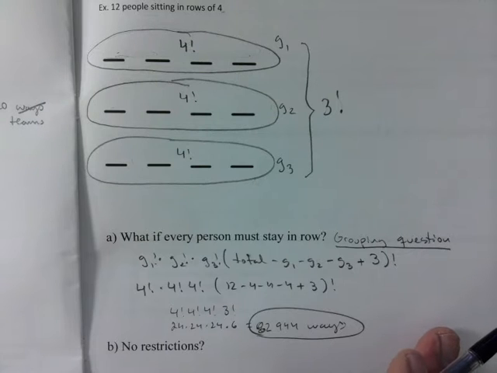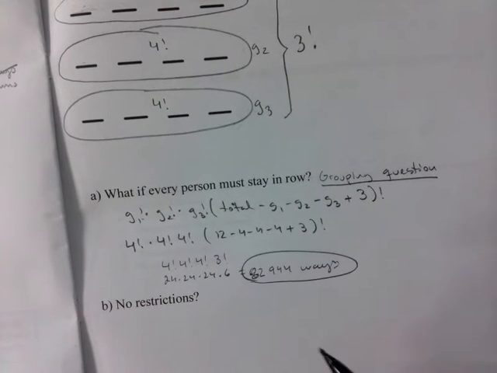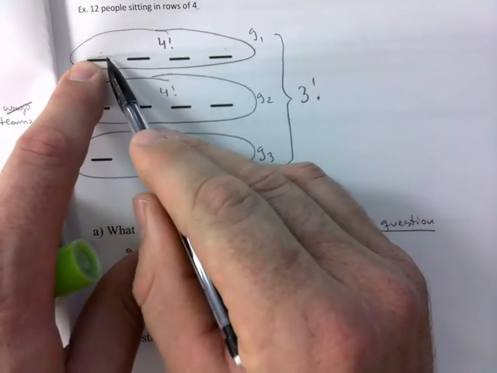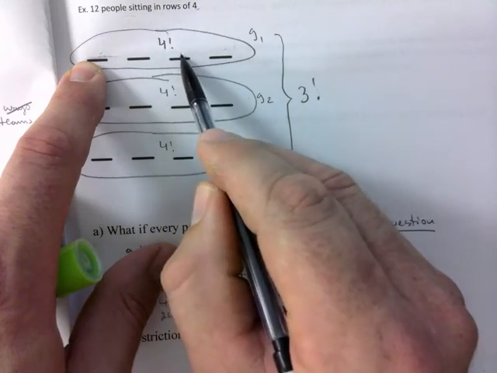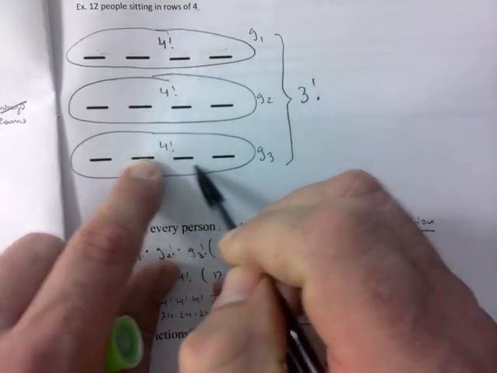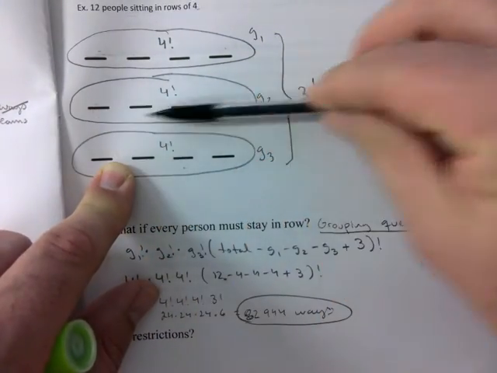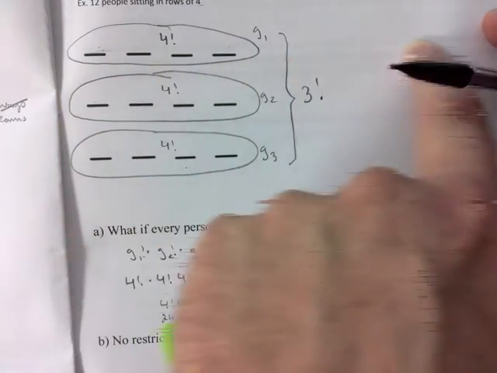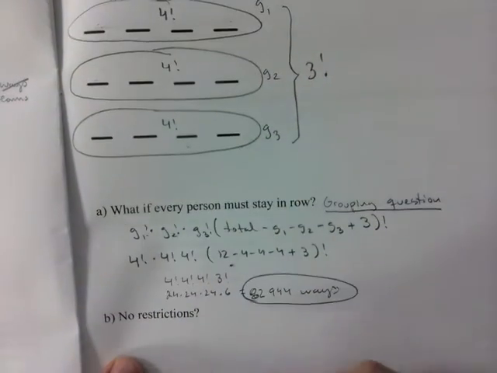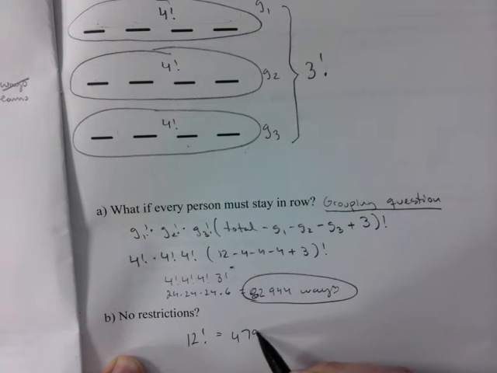If you had to rearrange it without restrictions, that would just be 12 factorial. It's just 12 factorial because you can, right? 12, 11, 10, you can just move people around like this. It almost turns into a straight line question, right? So it'd just be 12 factorial here, which is 479,001,600.